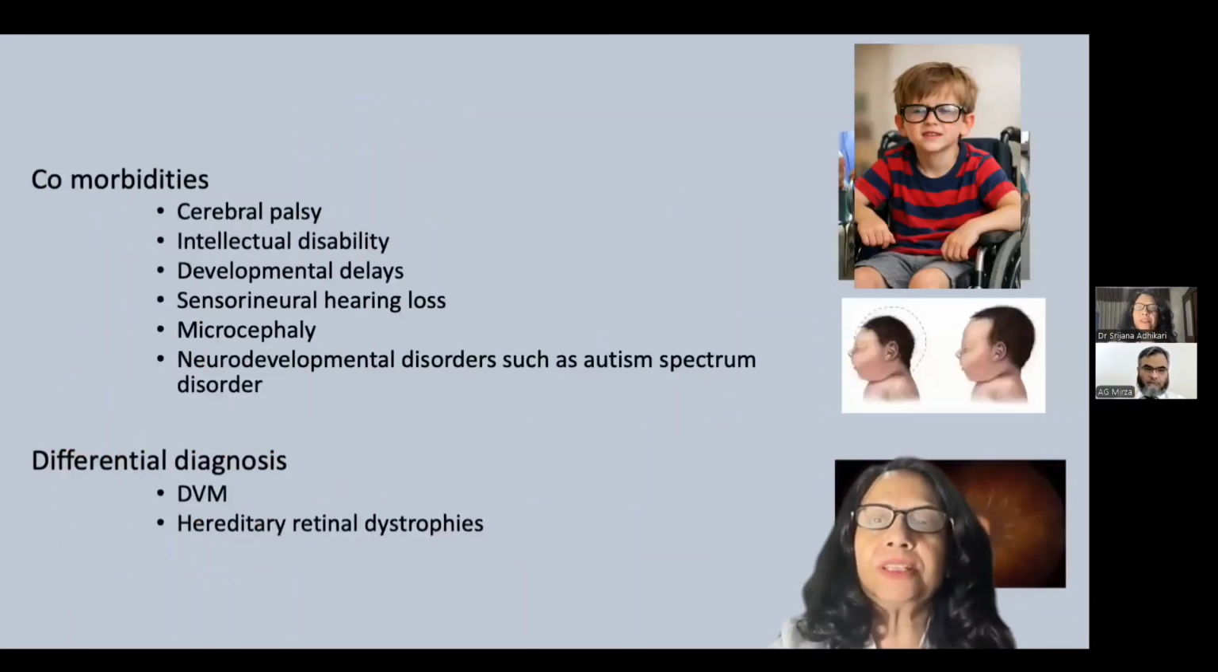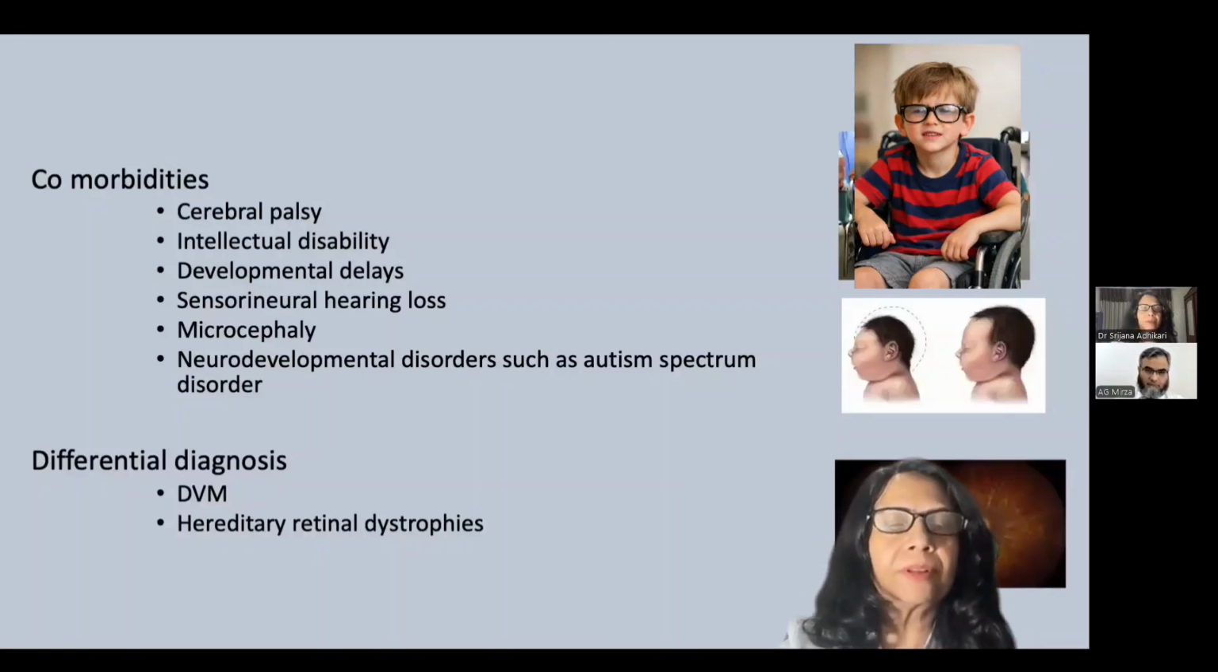And the comorbidities. Whenever we talk about cortical visual impairment, almost all of the time many comorbidities can occur, like cerebral palsy, intellectual disabilities, developmental delays, other motor function delays, sensorineural hearing loss, microcephaly, and neurodevelopmental disorders such as autism spectrum disorders. So these are all the comorbidities that can occur along with cortical visual impairment.